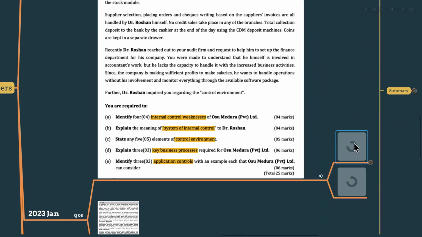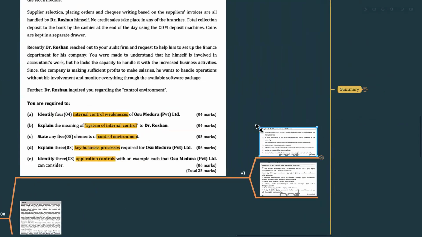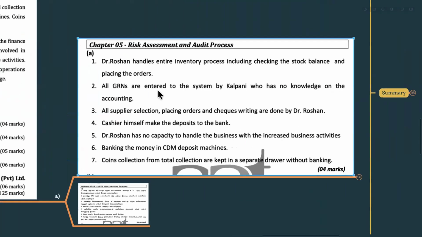Simple. How many weaknesses did I talk about now? Let's see the answers. First one, Dr. Roshan handled the entire inventory process, including checking the stock balance, placing the orders, and writing the checks. So again, segregation of duties is missing. One weakness. And all GRNs are entered into the system by Kalpani, who has no knowledge of accounting, because Kalpani is a pharmacist. Again, a second deficiency. And all supplier selection, placing orders, and check writing are done by Dr. Roshan. Again, segregation of duties is missing.